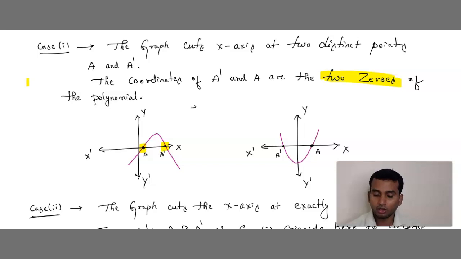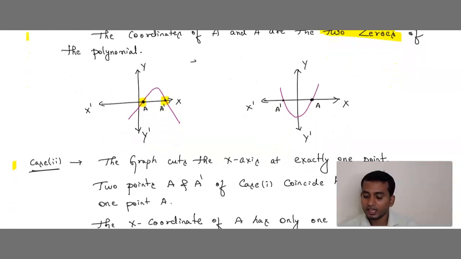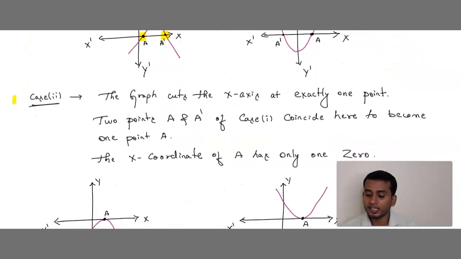Understood? So if you have seen this kind of U-shaped graph, then we can say it is a quadratic graph, a quadratic polynomial. And how many zeros can we see here? It has 2 zeros.